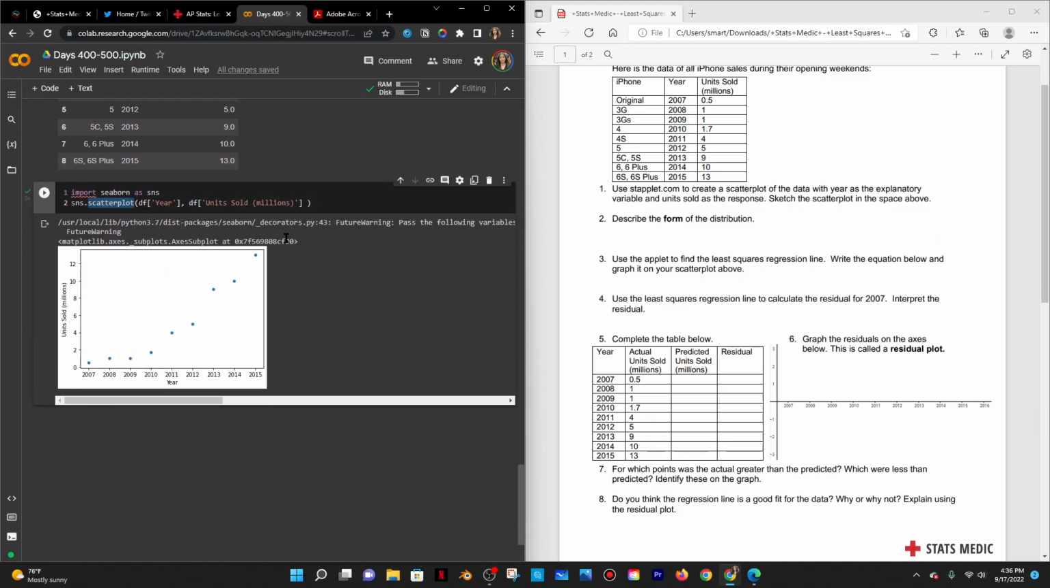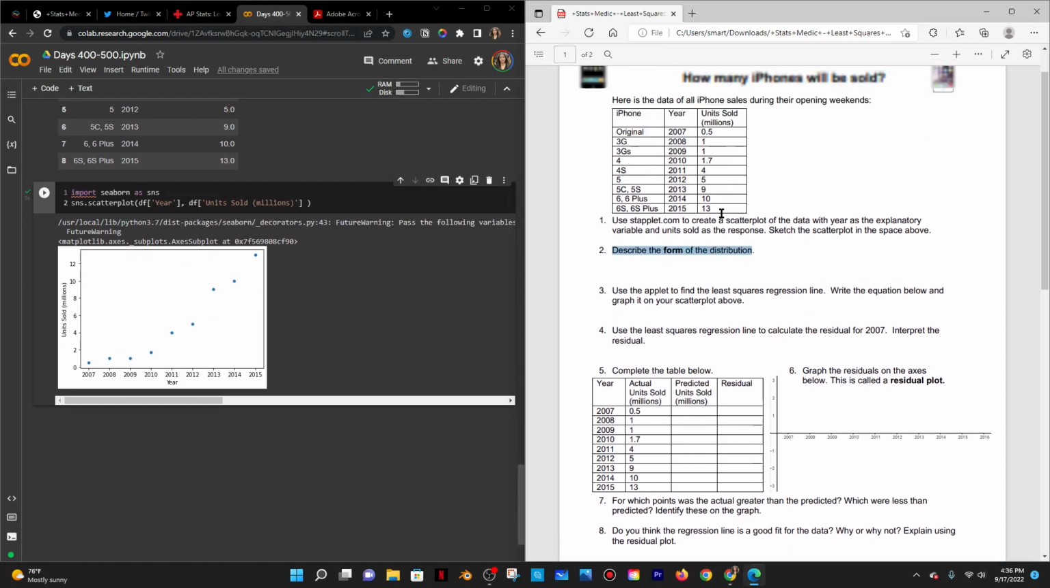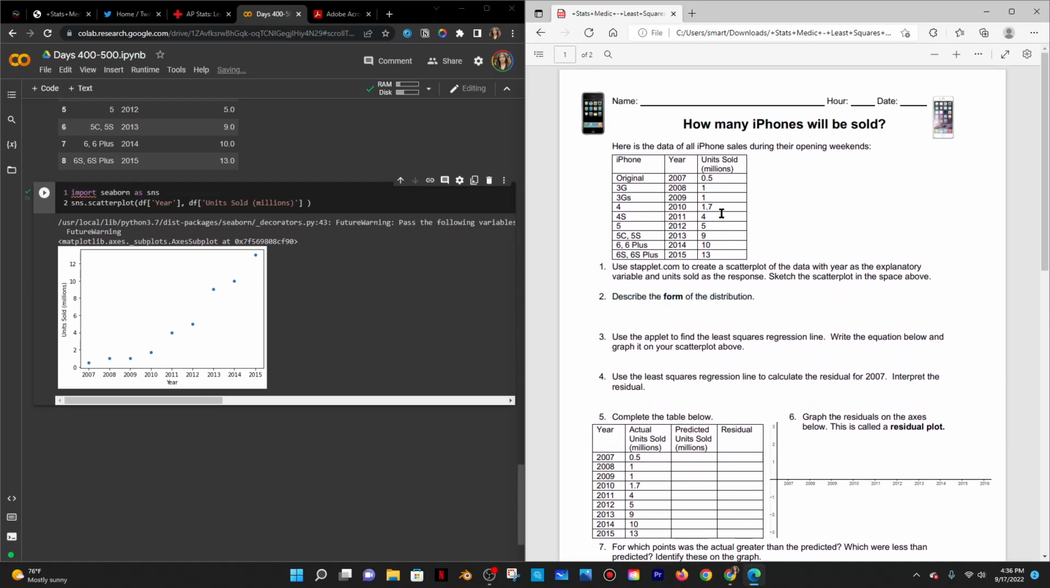So it is sns.scatterplot. We can clearly see the scatterplot of the data, and the year is an explanatory variable, so it's what explains the units sold, and units sold is the y variable. Number 2 is saying describe the form of the distribution. So we could say that you can see a slight curve. It's not exactly linear.